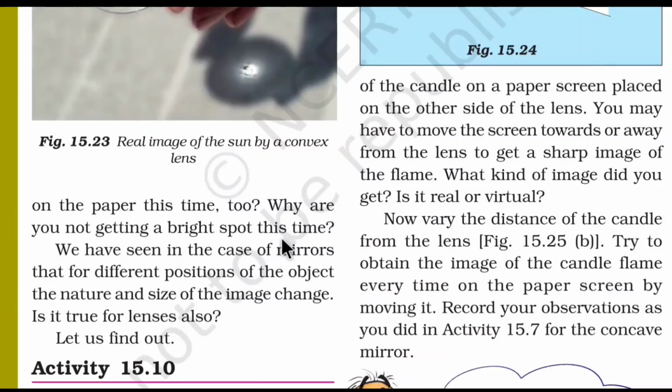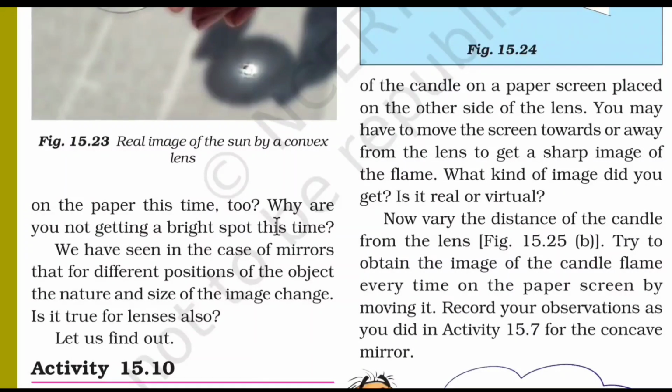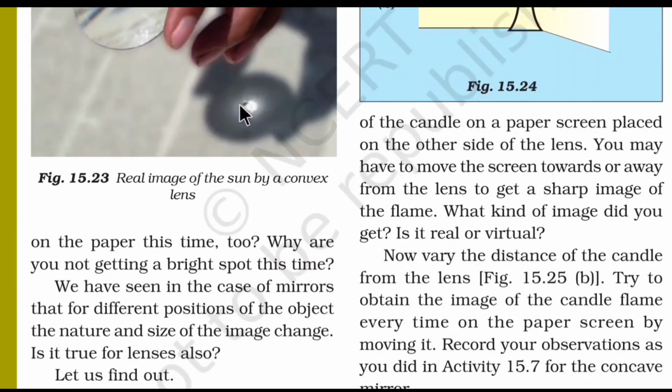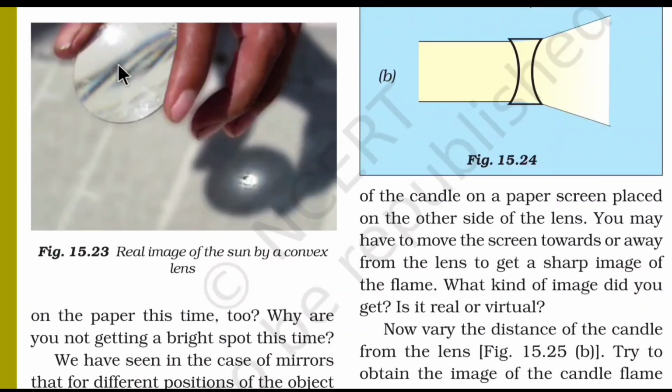The reason behind this is that a convex lens is a converging lens. The rays coming from the sun, which is situated far away from the lens, are parallel. They fall on the convex lens, and after passing through it, as I have told you, a convex lens is a converging lens. So the rays will meet at a particular point, that is the focal point. The small image of the sun will be formed here. You can see the picture here.